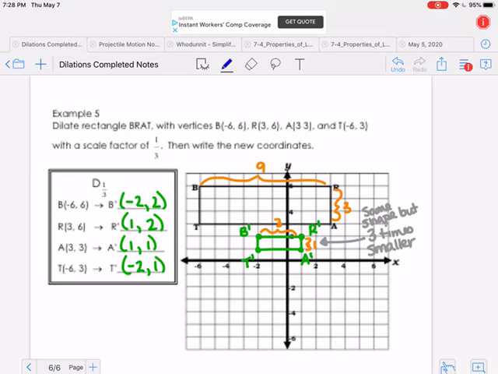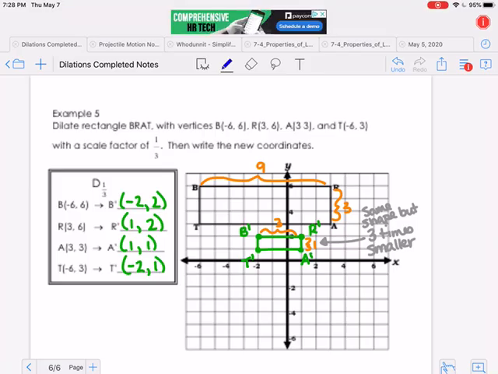Okay, so here is what the new rectangle should look like. Your new points should be, instead of negative 6, 6, negative 2, 2 for B. 3, 6 goes to 1, 2, 3, 3 goes to 1, 1, and then T from negative 6, 3 goes to negative 2, 1. Again, you can see that we have that same shape, but it's 3 times smaller. So we still have that rectangle. It's not changing into a square or anything like that. We are shrinking it, and you can also notice that it did get closer to the origin.